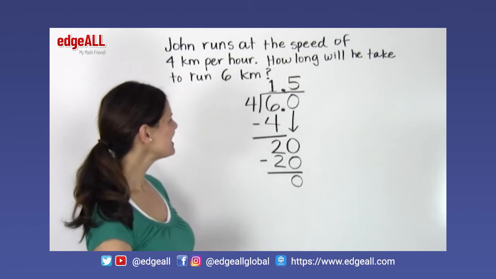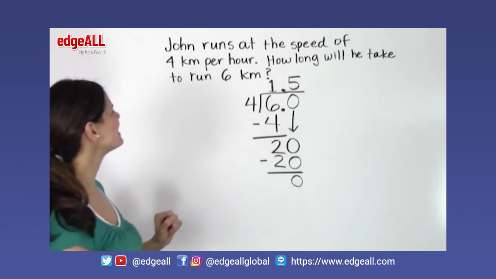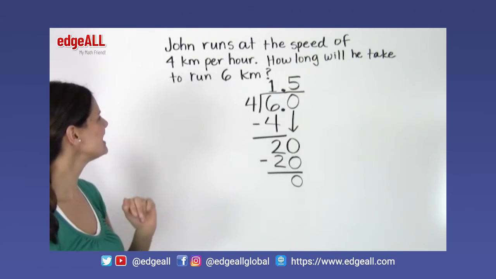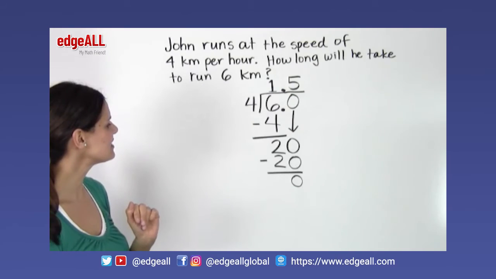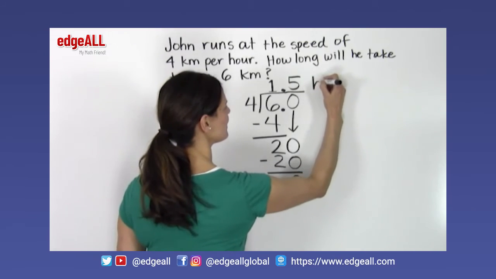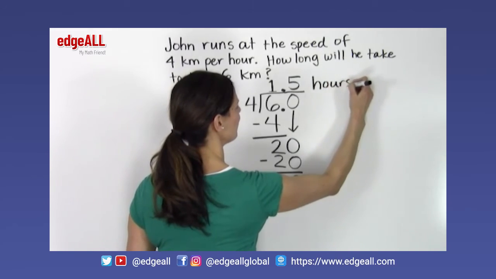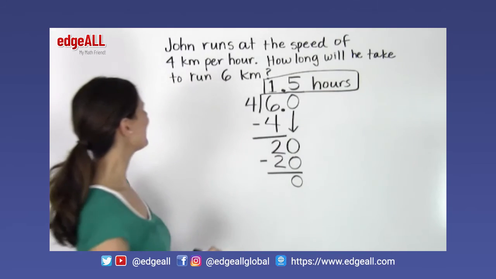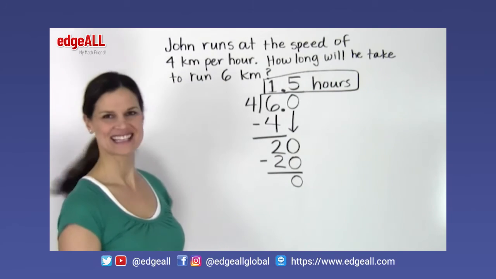And so now I'm at a remainder of 0, and I know that my solution is finished and I can stop. And so the answer to our problem is that John runs at the speed of 4 kilometers per hour. How long will he take to run 6 kilometers? And we know now that John will take 1.5 hours to run 6 kilometers.